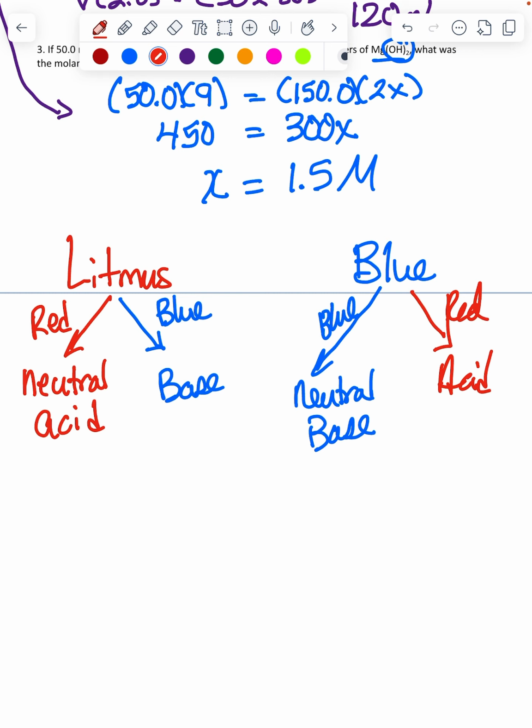If it turns blue, blue for base, BBB, okay? They go together. If it turns blue, it's base. If it turns red, it's an acid. If it doesn't change color, it's either because it's neutral, or blue stays blue because it's a base, or red stays red because it's an acid. So walk yourself through those and then take a look at my answer key on that lab.